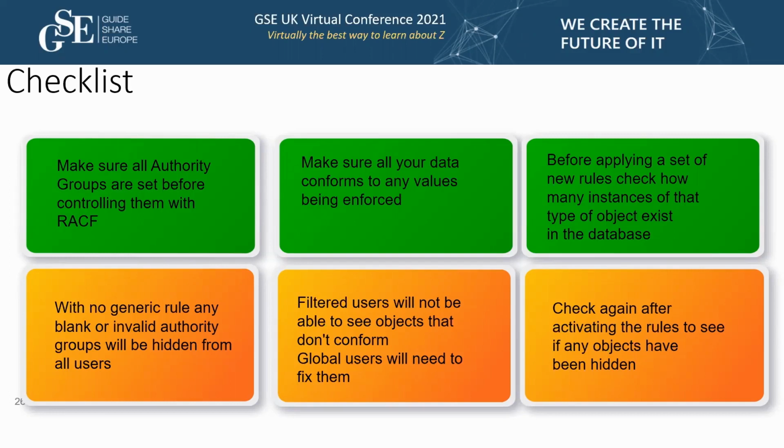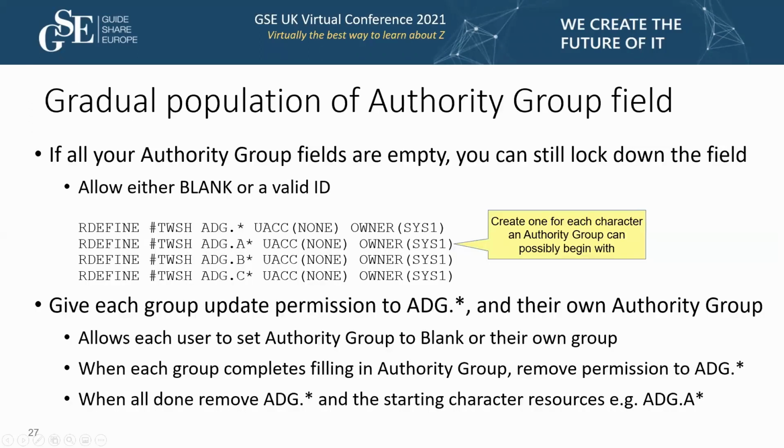And also, I would say, before applying a set of new rules, check how many instances of that type of object exist in the database, and then check again after activating the rules. And that'll give you a very quick clue that something's been hidden, so you've got some rules missing somewhere along the line. So they're the kind of things you need to be aware of before you start turning all this on.